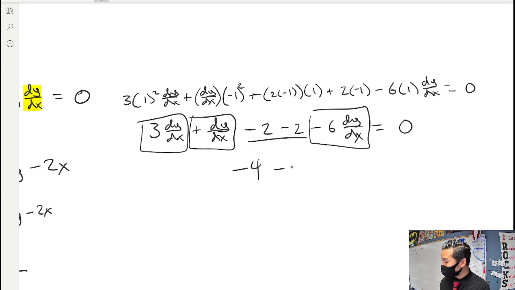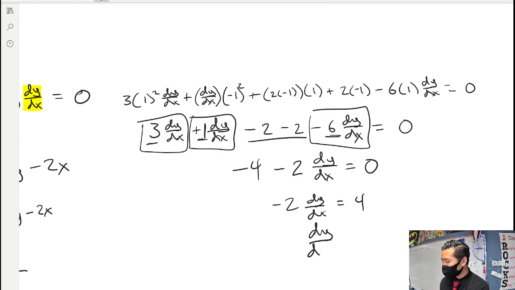Minus 2. The negative 6 like terms. This is technically a 1. You see it? 3 plus 1 is 4. 4 minus 6, that's negative 2. We doing okay? Help me solve this. Add 4 to both sides. Help me solve it. What do you get? Wow. You get the same thing.